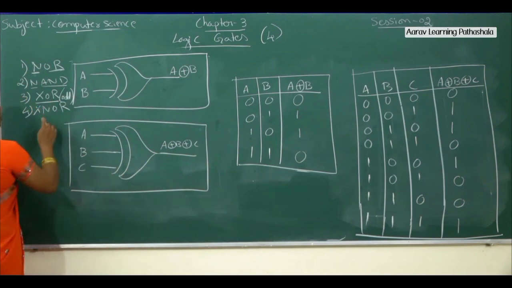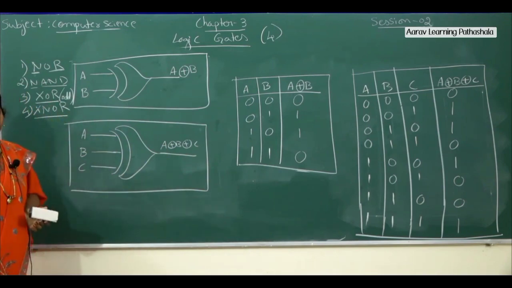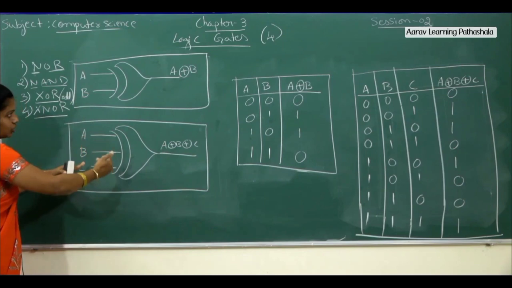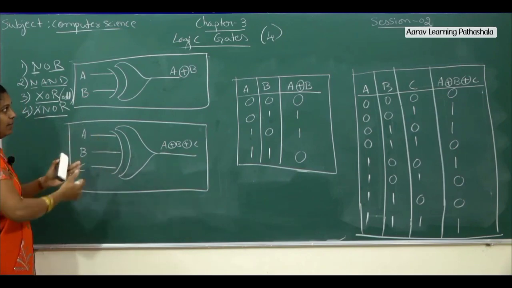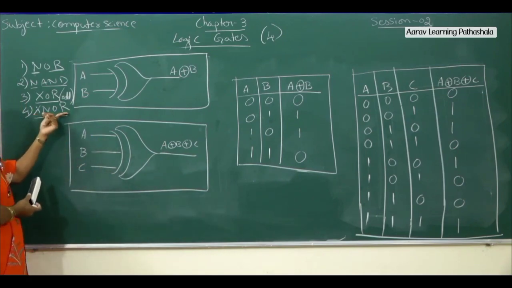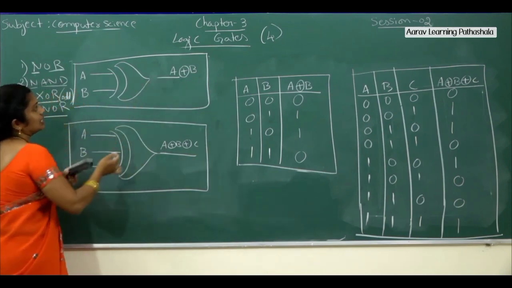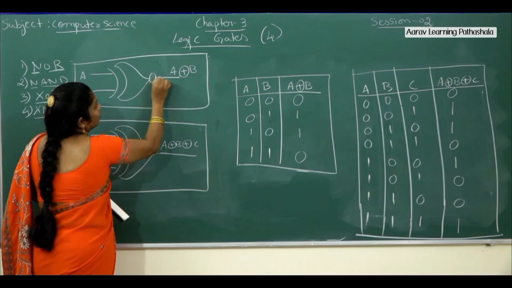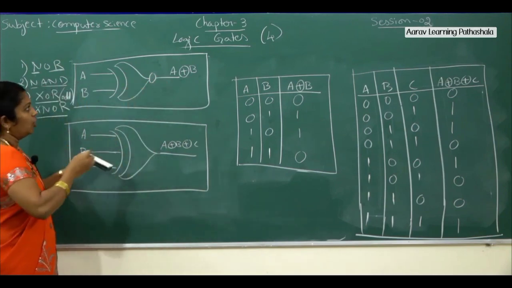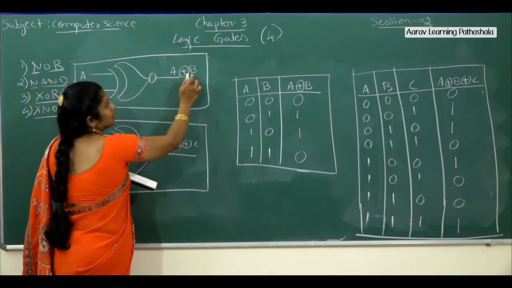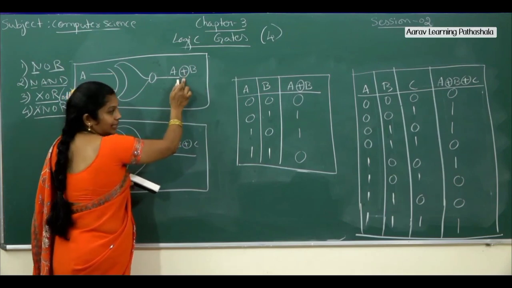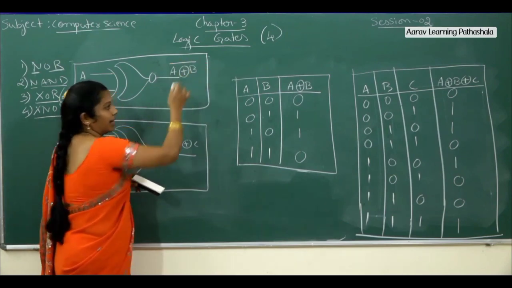Now the last one is XNOR gate. Just in the previous case only I am going to explain, I am going to just replace XNOR gate. Here this is XOR gate. Only here you have to make the changes. Here you have to write one circle, then one line. The output become A plus B. For plus here written circle whole bar.